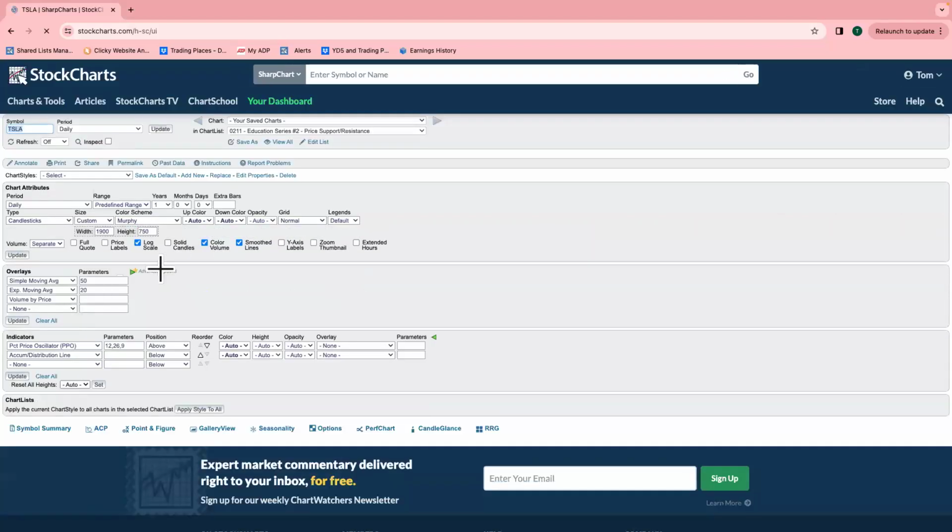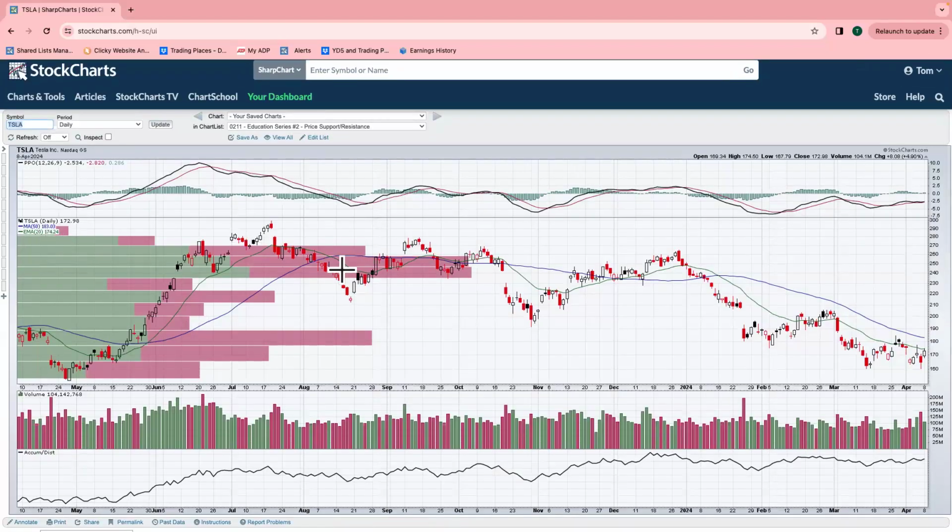So essentially, what it does is it overlays any volume where you got a close within this area. For each one of these horizontal bars coming out, it's telling you up and down volume going across. But you could see that the biggest volume occurs between 240 and 260.